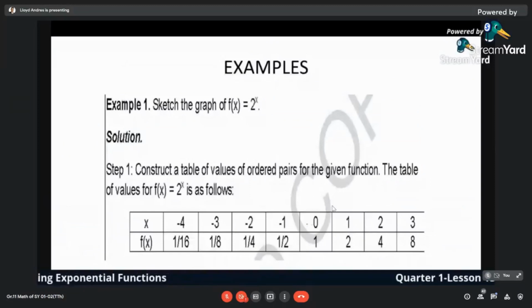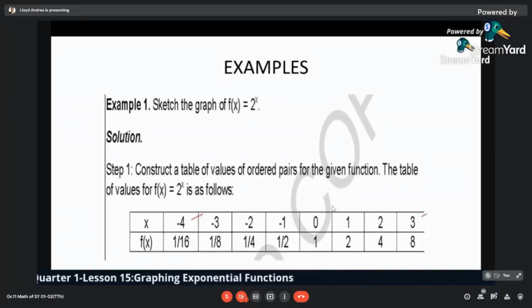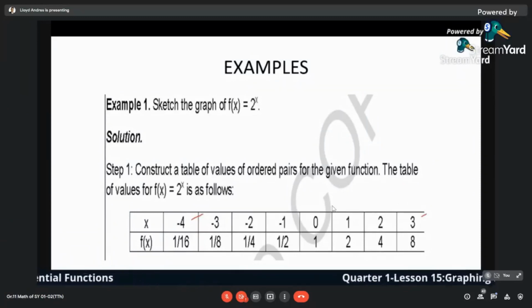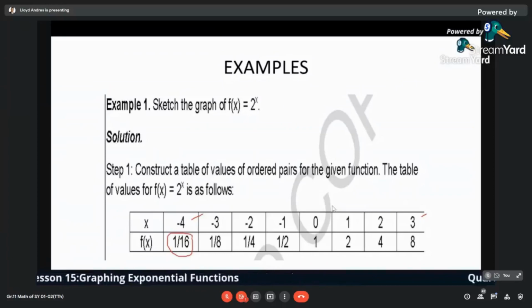Then, the more numbers for x, the better. So, this one goes from negative 4 to positive 3. Again, you set the x values on top, and then the bottom, you just solve. Like here, f of x is 1 over 16. You simply substitute to solve for f of negative 4.